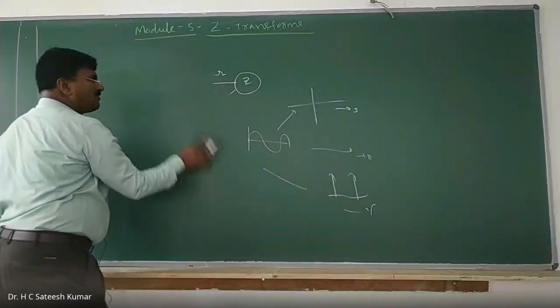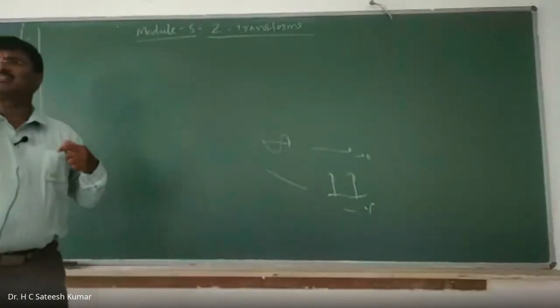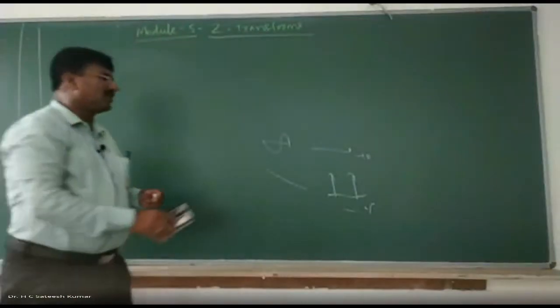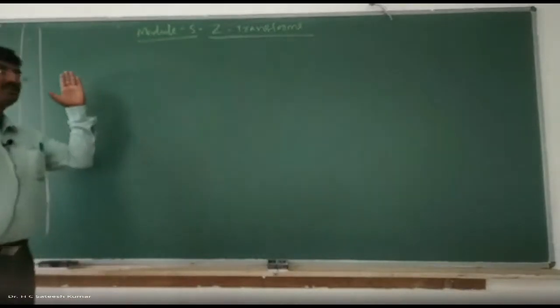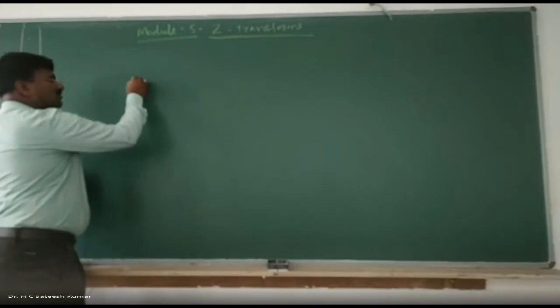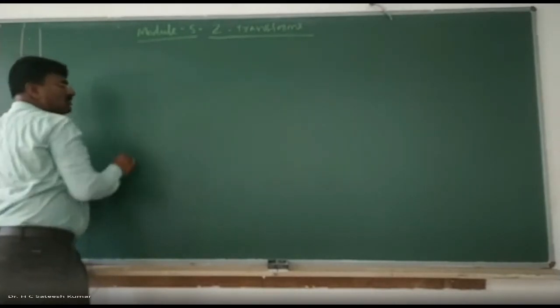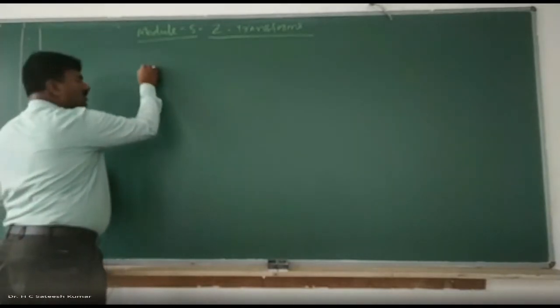Ultimately, what is a transform? Transformation is a mathematical tool which is used to make the analysis simple by converting a signal from one domain to other domain, right? So in case of Z transformation, we are converting a signal from time domain to Z domain. Z transformation is a mathematical tool which is used to make the analysis simple by converting a signal from time domain to Z domain.